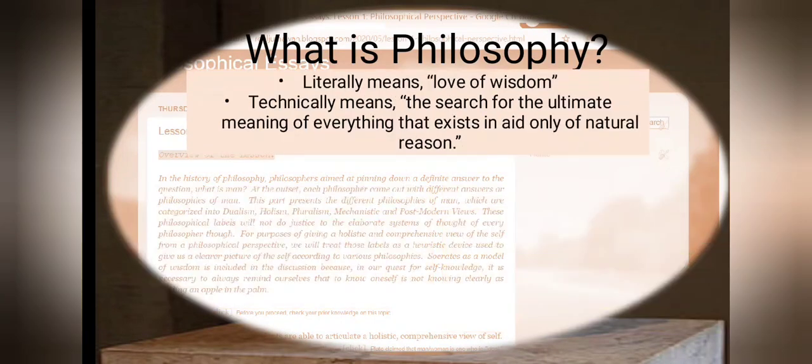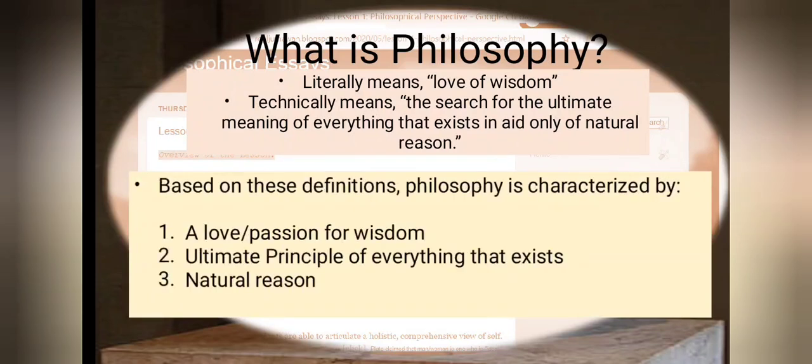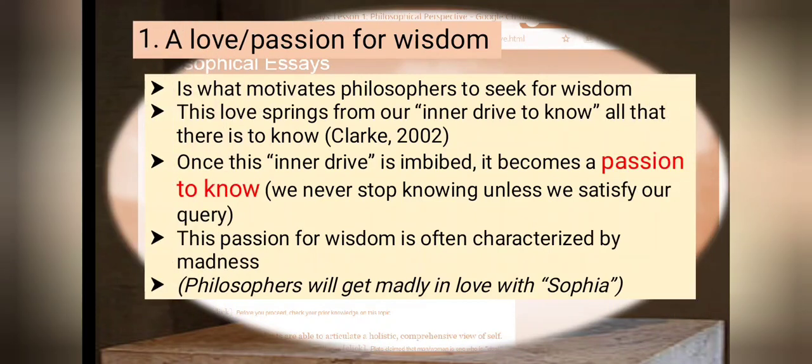Now, based on the definition of philosophy in its literal and technical sense, we can enumerate the following characteristics of philosophy. First, philosophy is characterized by love or passion for wisdom. Second, it is also characterized by the ultimate principle of everything that exists. Third, it is also characterized by natural reason. Now, let me elaborate each of these characteristics of philosophy. Let me start with the first, a love or passion for wisdom.